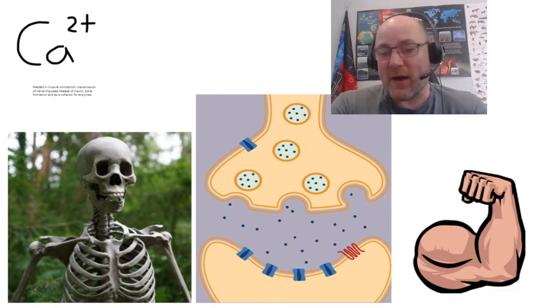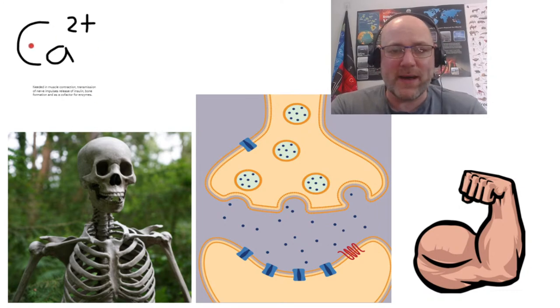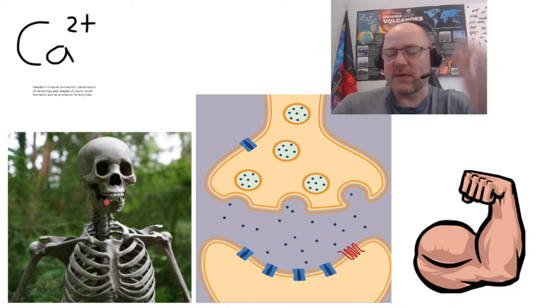So a compound of calcium is found in our body, and it's an ionic compound. And so it contains calcium 2 plus ions. So they are very important in the formation of bones.